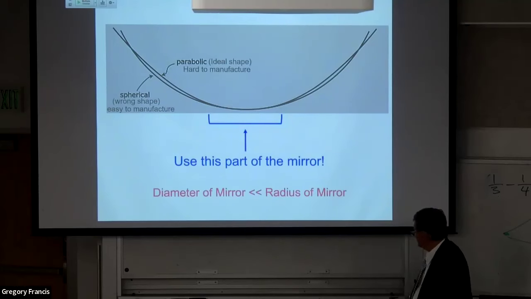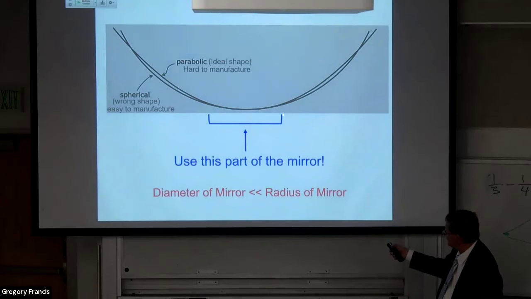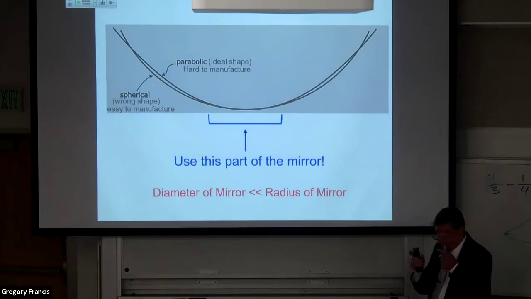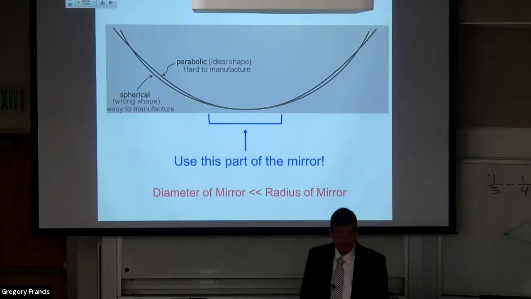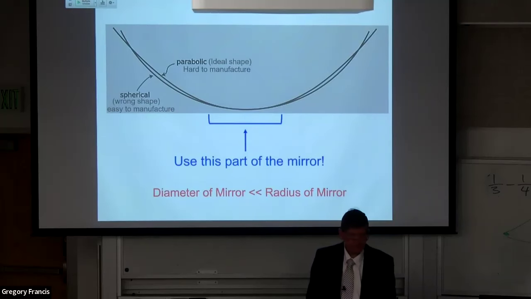And what that means is that I want the diameter of the mirror, that's from here to here, to be much, much smaller than the radius of the mirror. I want it to be a small slice of the mirror. Okay? Does that make sense?